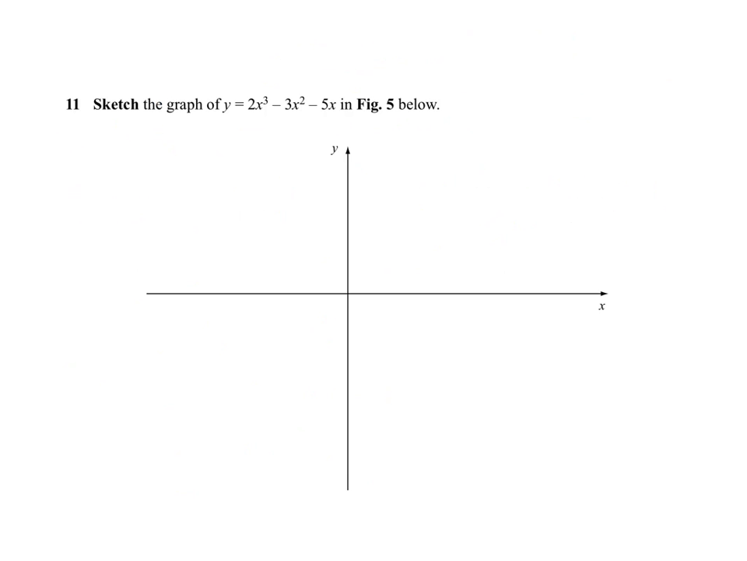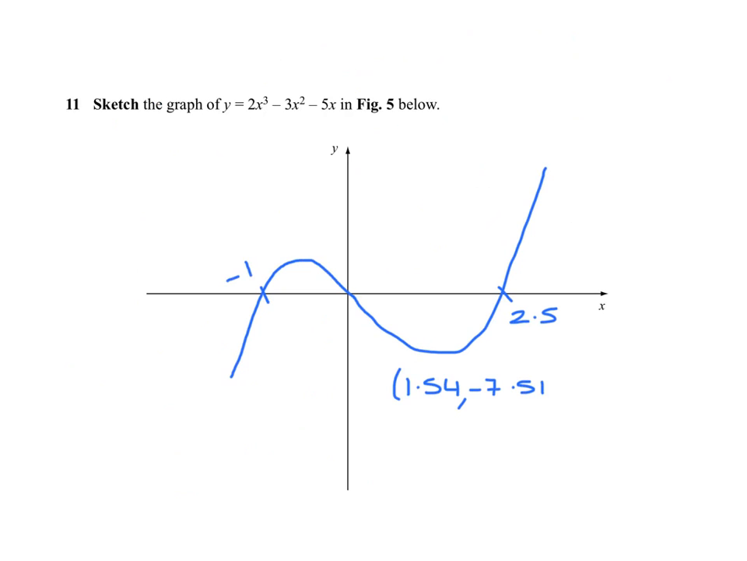To sketch this curve, I'm going to sketch the basic shape and then add the coordinates to it. So I know that a cubic has the following shape, and I know from my first answer it goes through the origin. I know that this point is minus 1, and I also know that this point is 2.5. I have a minimum turning point at 1.54, negative 7.51, and I have a maximum turning point at negative 0.54, 1.51.